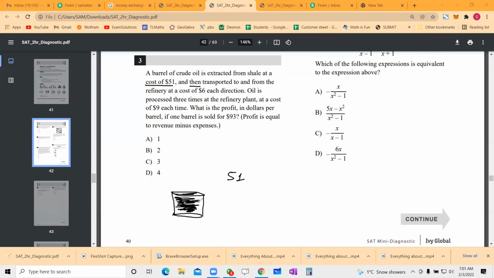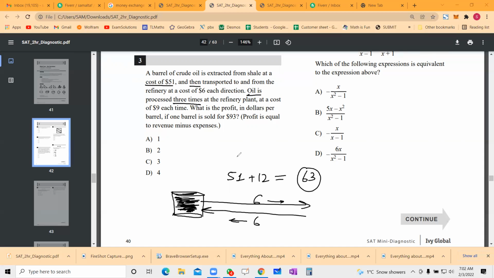And then transported to and from the refinery at a cost of $6 each direction. So how much do I have to add to my spending? It'd be $6 each direction. How much would that be? $12. Exactly, because you're sending it to the refinery and then taking it back. So $6 sending, $6 taking it back, so it'll be $12. So 51 plus 12 is my total cost now. 51 plus 12 is how much? 63. Okay, till now I have spent 63 on this barrel of crude oil.